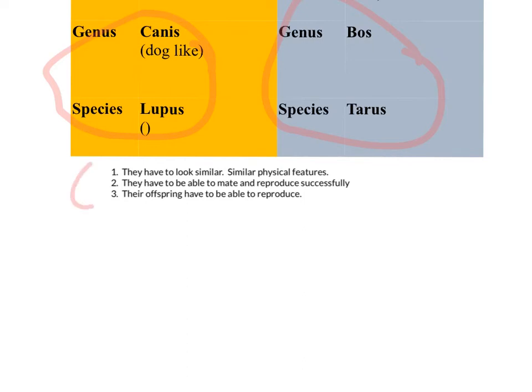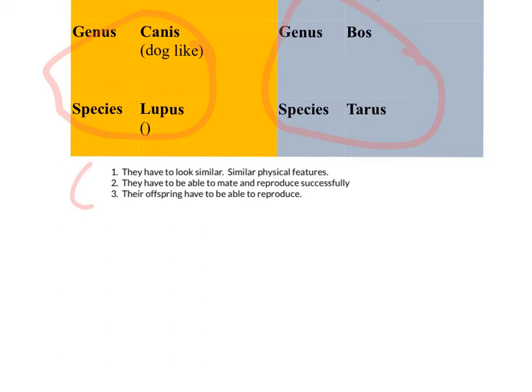So 1, the 2 things that are in question have to look similar. They have to have similar physical features. 2, they have to be able to mate and reproduce successfully and have offspring or babies. And 3, their offspring have to be able to reproduce themselves.